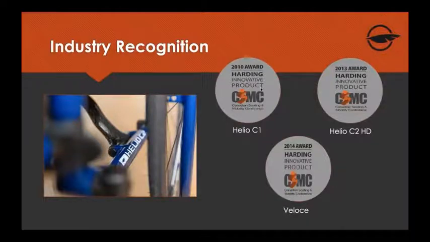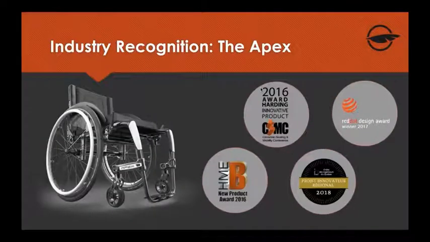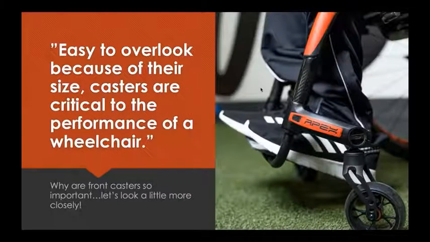So the Helios C1 followed by the C2, which was the next update to that product, and then by the Veloce. And then again, like I said, in 2016, they launched their first rigid chair, which is an open frame design, fully carbon frame, but also fully adjustable. So we're really proud of the products, but we also want to get right down to it and start talking about what this webinar is all about.